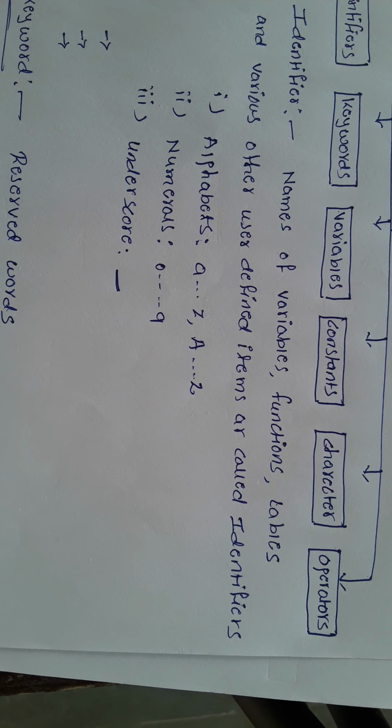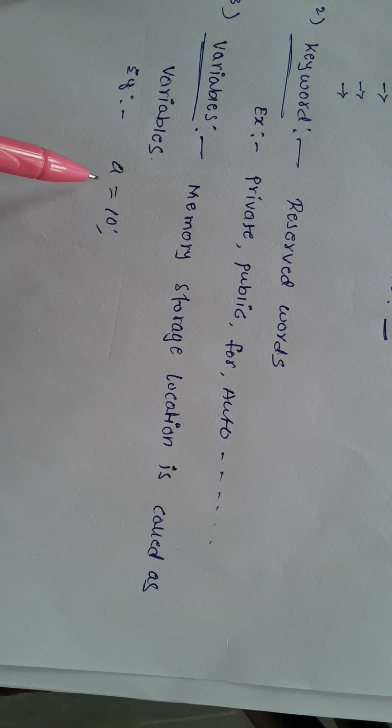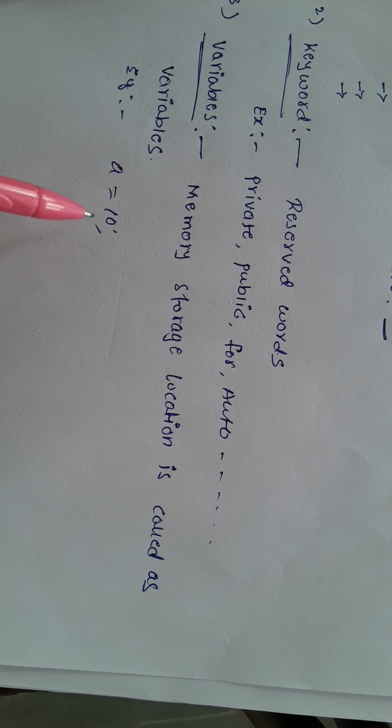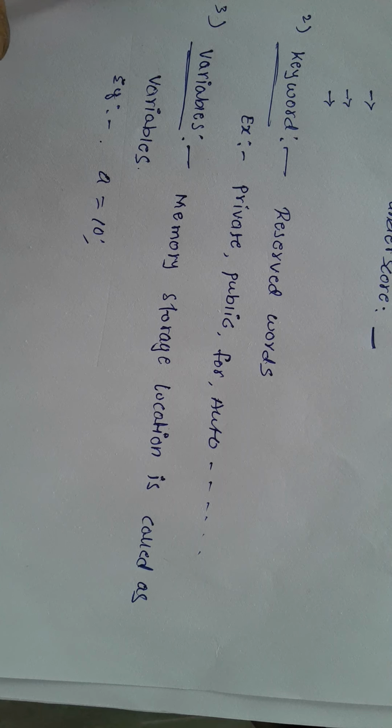Generally, an example declaration of a variable is like this one. For example, a is equal to 10. Now here a is called a variable. Here a is equal to 10 is the declaration of a variable. What type of value? This is a numeral value, declared with the integer data type. Okay.